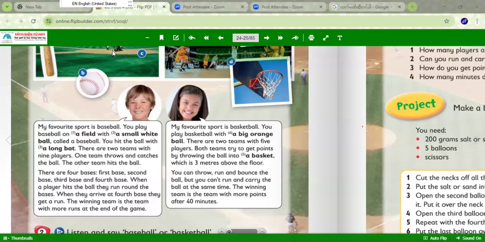Finish reading? Finished, teacher. Okay, very good. So we'll move to basketball. Here is the guy talking about basketball.